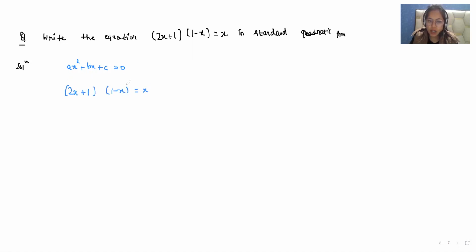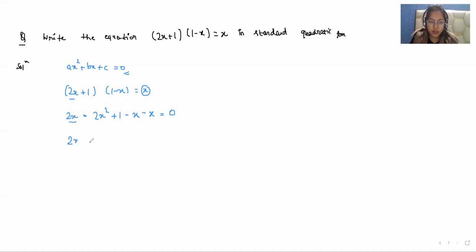Okay, so as we did earlier, we multiply them. 2x with 1 is 2x, 2x with minus x is minus 2x square. 1 with 1 is plus 1, and 1 with minus x is minus x. And here we notice that it equals x, so we'll take this x to this side. It is an addition sign, when it comes to this side, it comes with a negative sign. It equals 0.